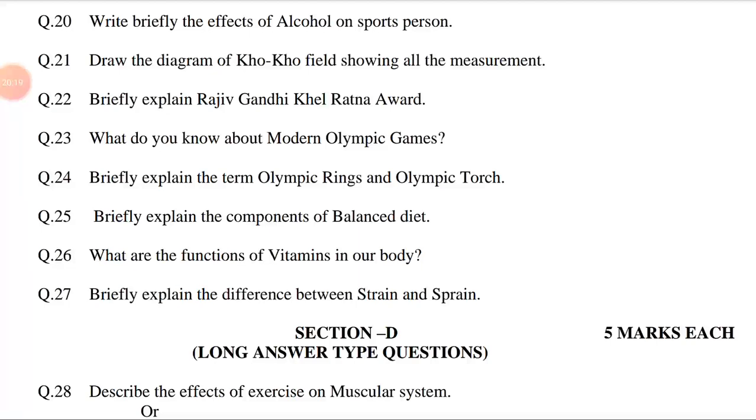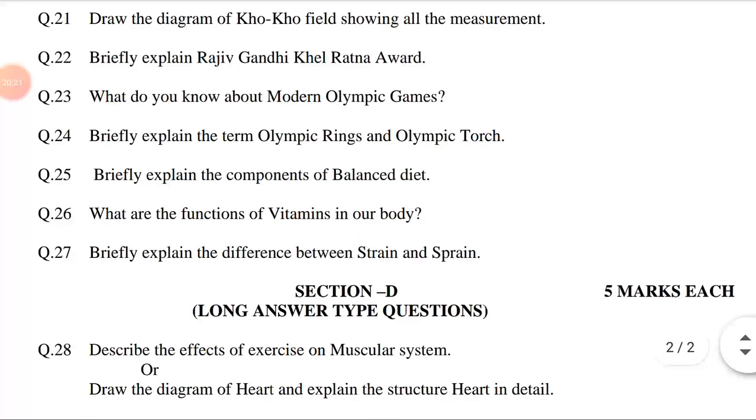Extra. Question number 21. Draw the diagram of Kho play field showing all the measurement. Draw means to make a sketch. Diagram, a picture. Field, area. Showing, display. All means complete. Measurement means the standard value. This question is related to chapter number 6, concept of measure games and sports.